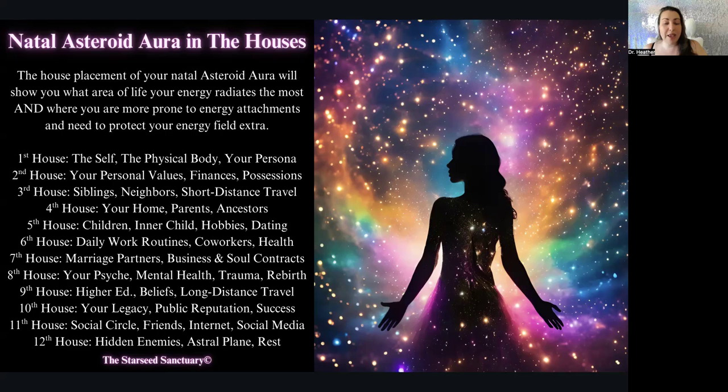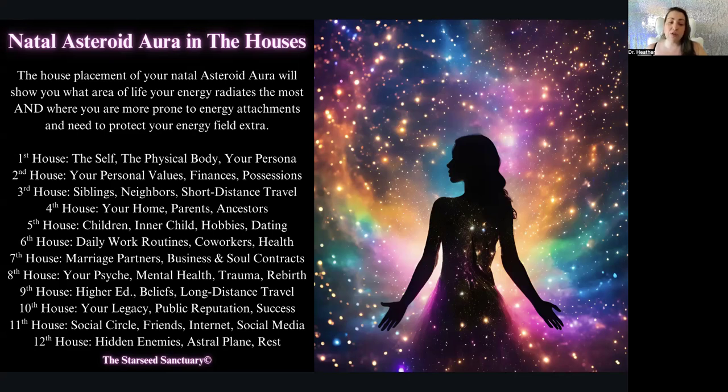Next up, we have Natal Asteroid Aura in the 12th house. So this is the house of hidden enemies. Okay. This is the house of past lives. Big past life stuff comes up here. And the astral plane, our literal dreams, rest, respite, the house of self undoing as well.